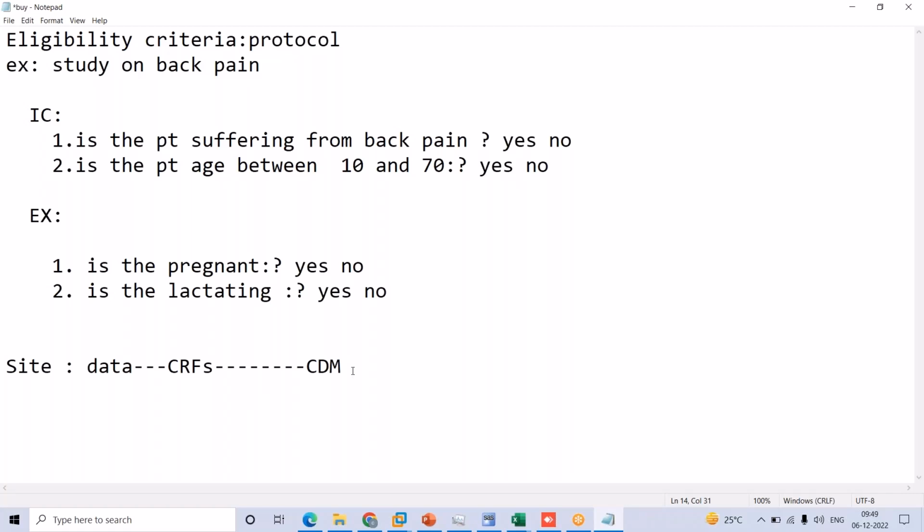When they are managing the data, they may find queries. These queries will be communicated to the site. Does the site answer the questions properly?